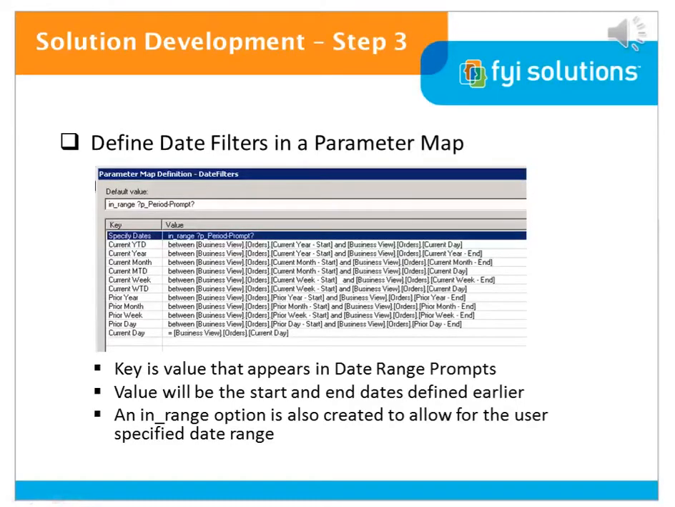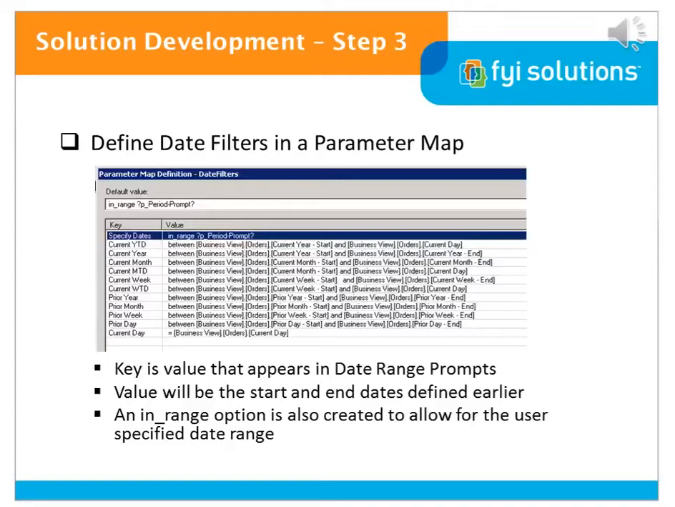The third step is to define the second parameter map. This parameter map, which I'm calling date filters, is where we're going to define the different options for period ranges that we're going to allow. So we basically want a row in the parameter map for each of these. So as you can see, we've got a row for current year to date, current year, current month, and so on. We also have one for specified dates as well as current day.